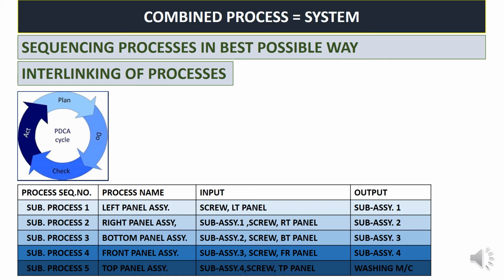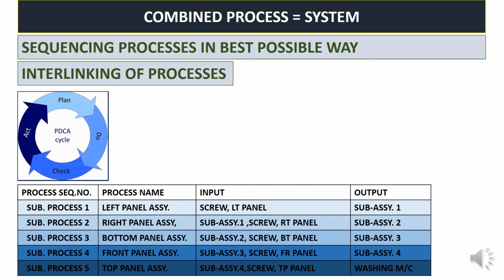Their input, because we are talking about process approach, so first we will start with the input. For sub process number 1, the input is screw and left panel. Robo will assemble these two things and will make an output. Let us call it sub assembly 1. In sub process 2, the inputs are screw and right panel with the sub-assembly 1 which was the output in sub-process 1.